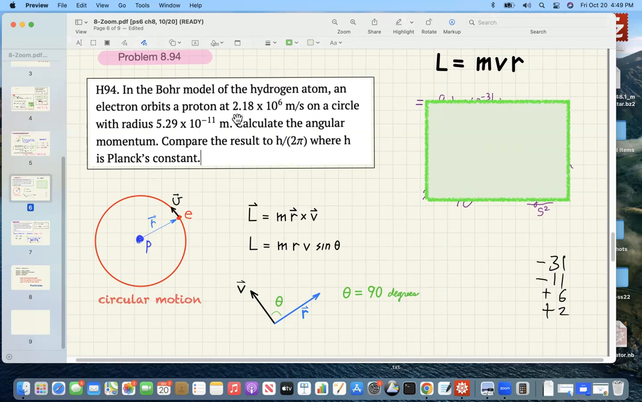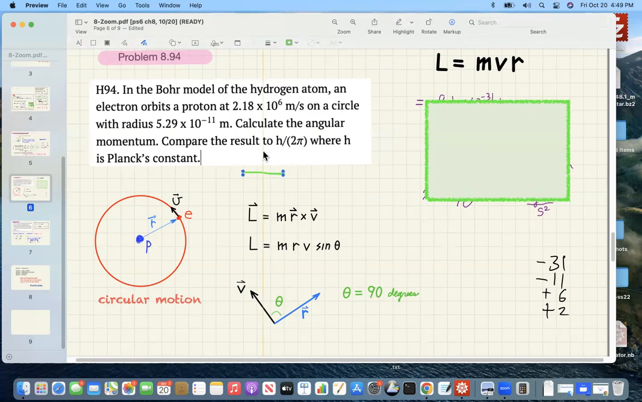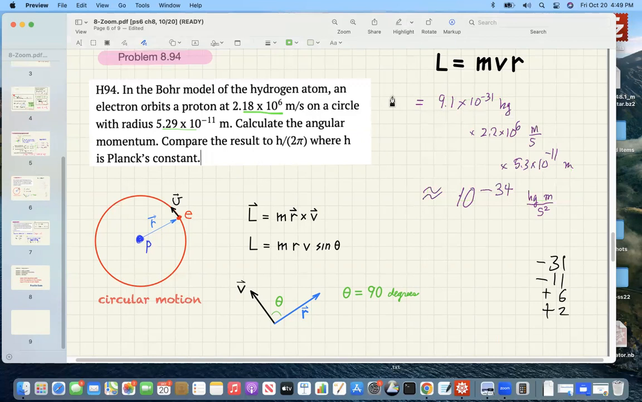Given this speed, so this is the speed, and given this radius, that's the speed and radius that comes out of the Bohr model of the atom. So it's really just a question of plugging into this equation for angular momentum to calculate the angular momentum. What's interesting is that that is equal to Planck's constant h divided by 2 pi. That's in fact how Bohr first came up with this model.